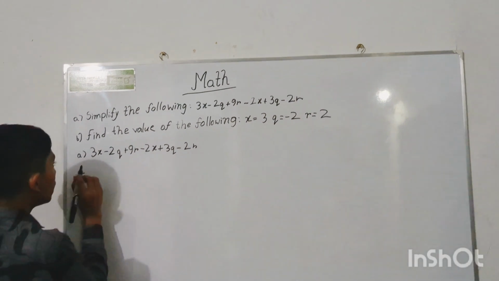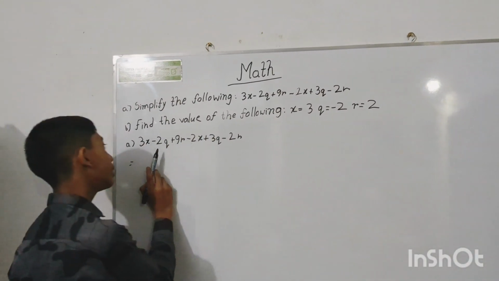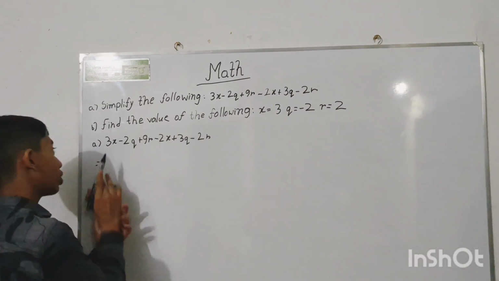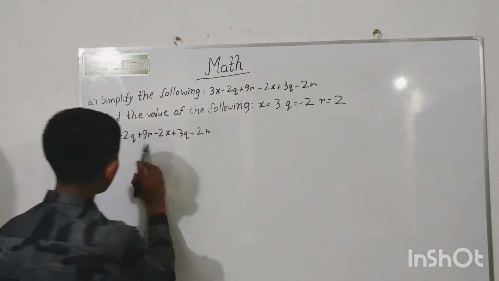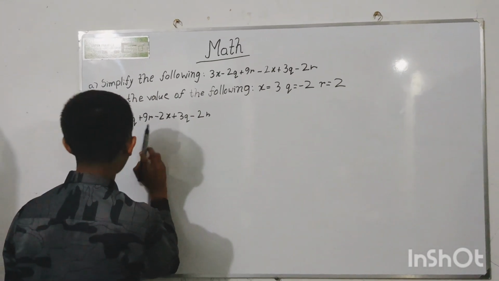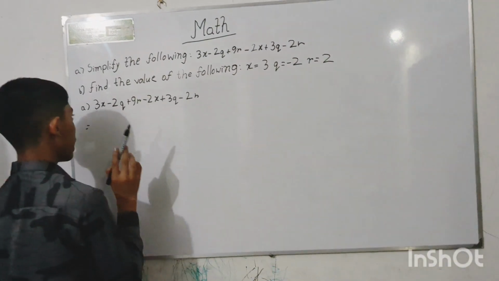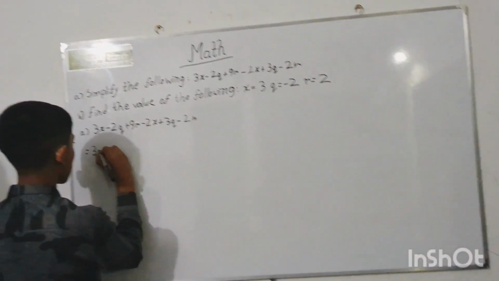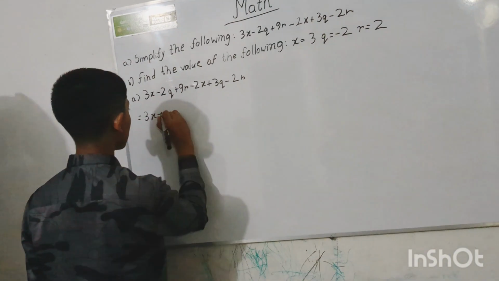Now, here is 3x, but here is 2q. We can't add or subtract these because here is x and here is q. In the same way, here is 9r, so we can't add or subtract this. But here is 2x, so we can take it. So we'll just take it here, 3x minus 2x.